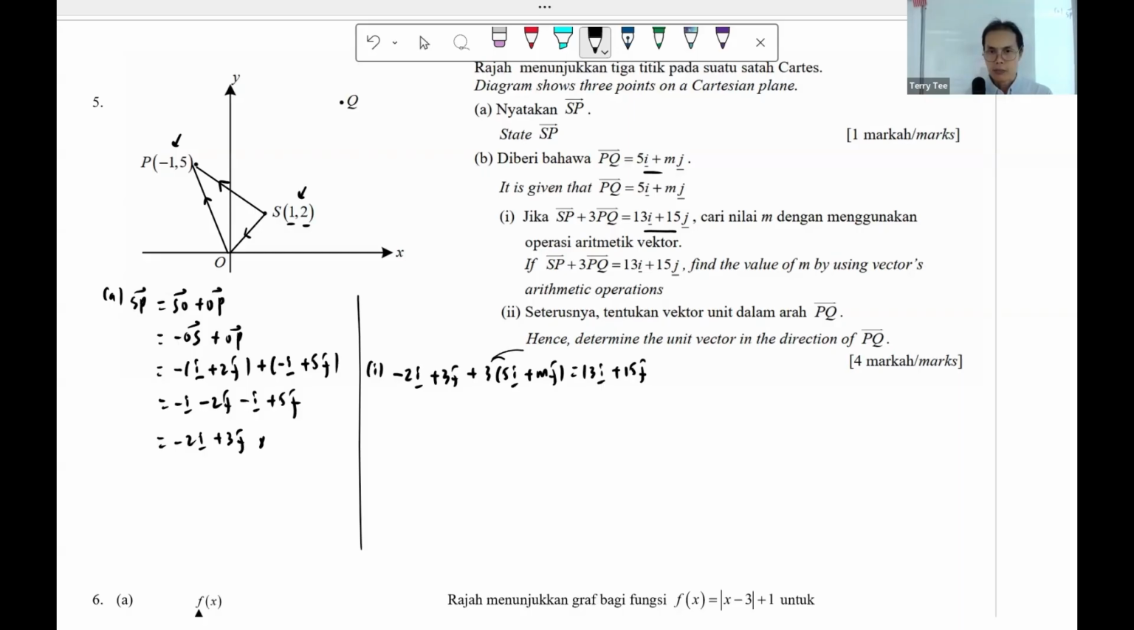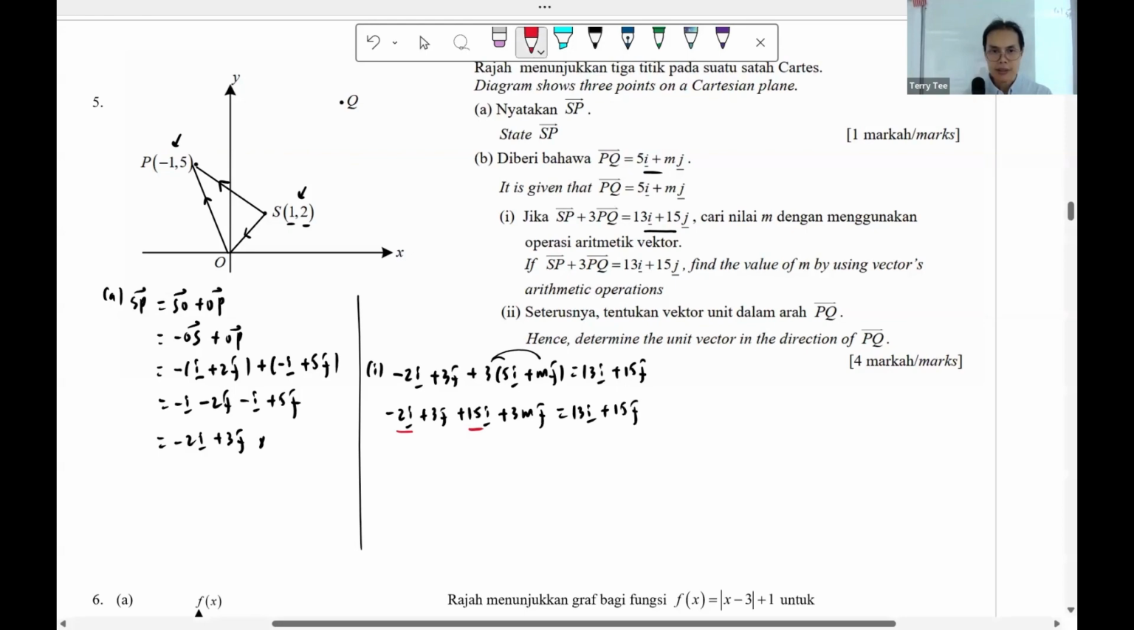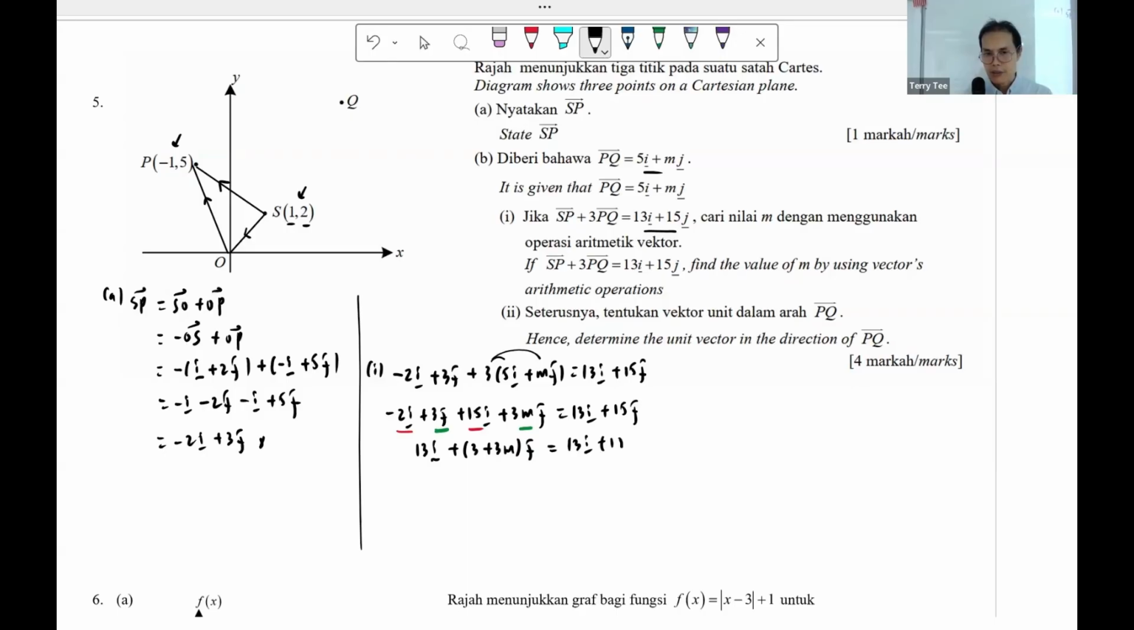So let's expand this bracket one by one. You get minus 2i plus 3j plus 15i plus 3mj. The result is 13i plus 15j. Now we can put these two together. These two can cancel. Okay, minus 2 plus 15 is just 13, right? You can simplify it: 13i. Whereas the j component, 3j and 3mj, we can put together. You will get 3 plus 3m, j. The result is 13i plus 15j.